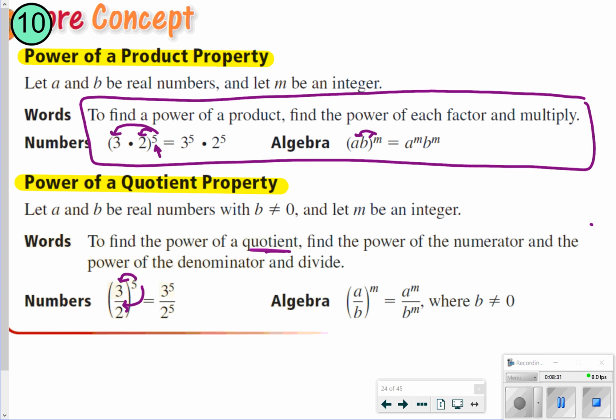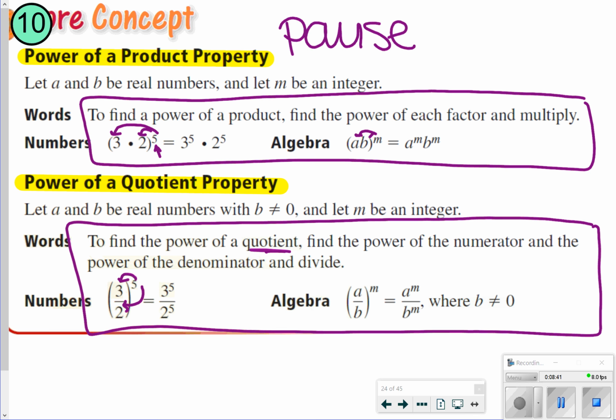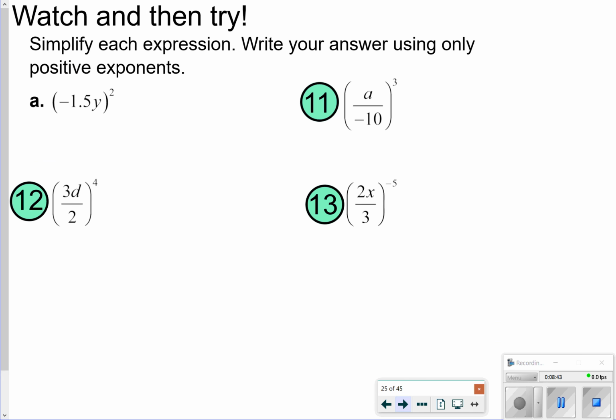So let's go ahead and copy down what's in the purple boxes, and then once you're ready to try it, go ahead and press play so you can see how it's done and try some on your own. Alright, so I'm going to try letter A first, and then you're going to try 11, 12, and 13.